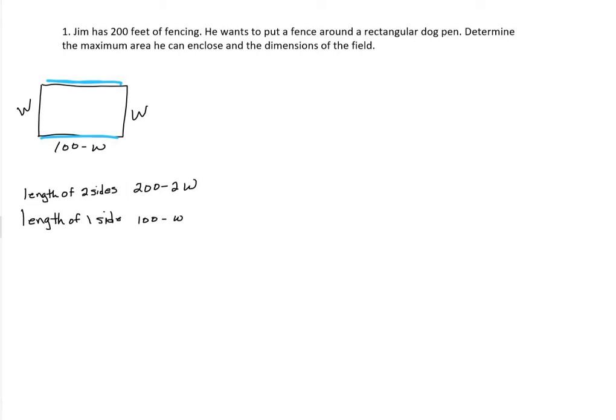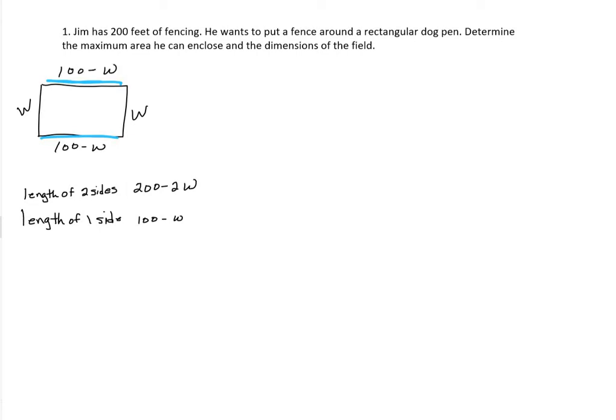And I know this is the width and this is the width. And I know that the length of the two sides, this blue side and this blue side, together have to be 200 minus 2W. Because I start off with 200 feet of fencing, I'm taking away W here and W here. So what's left to cover those two blue sides is 200 minus 2W. So that means that the length of one side is 100 minus W. So I'm going to come up here and label that as well.